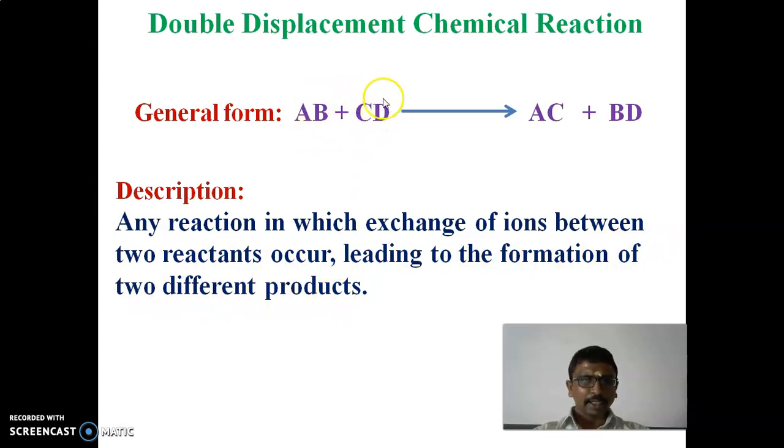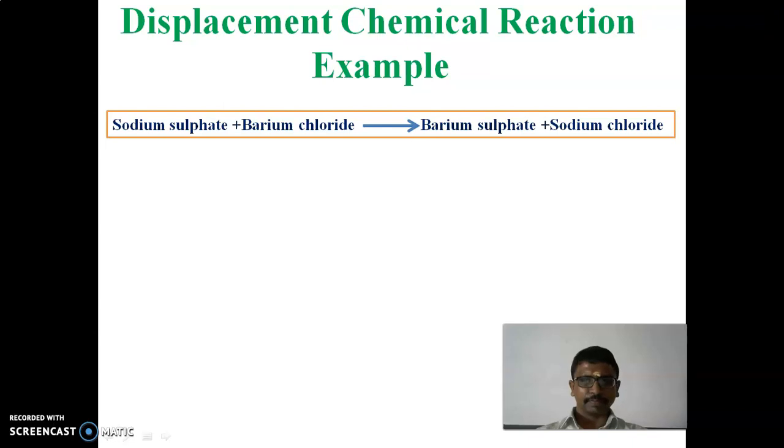So in the reactants, there are two compounds. In each compound, they have ions, one is cations and one is anions. Here, the ions are exchanged to form new products, and this is known as a double displacement reaction. So simply we can say a double displacement reaction means the exchange of ions between the two reactants. We can see an example.